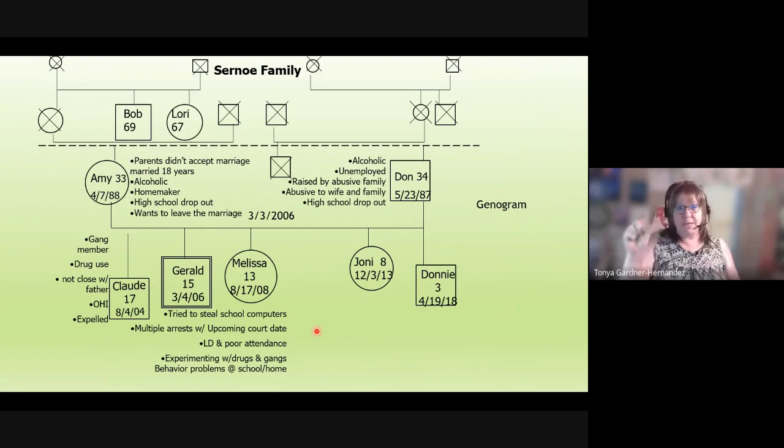And of course, because they're tagged as being the property of the school district, the district was made aware of this. So they're trying to decide what to do with him. He has had multiple arrests, and he does have an upcoming court date. He does have a learning disorder and poor attendance, looking back at his records, which we'll talk about as we talk about how we do screenings and that kind of stuff, looking back at his behavior, attendance, and grades to see what's going on.